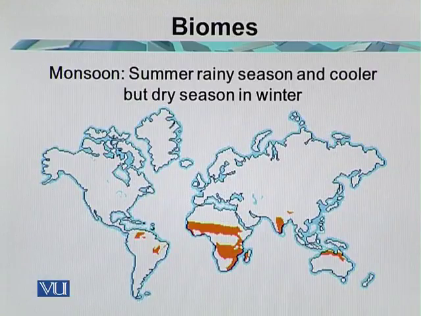The second important biome is the monsoon biome. So it has a summer rainy season but a dry season in winter. So most of the area which is under the monsoon type of forest is composed of South Asia, the African continent, some of the part of South America, and the northern part of Australia. But important is the southern part of Asia because it has pure seasonal change controlled by the seasonal wind.